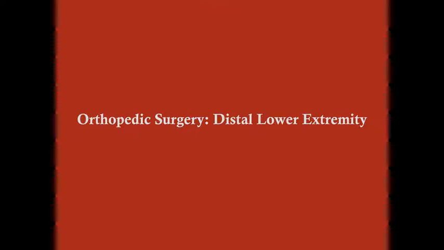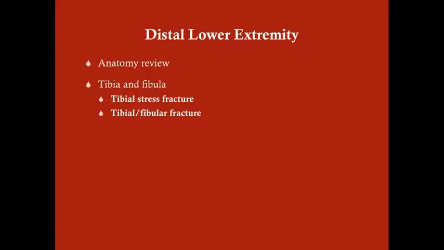We'll move on here to some injuries of the distal lower extremity. There's only two bones in the distal lower extremity, the tibia and the fibula, so there's really not a whole lot of injuries that can happen. So it's just the tibial stress fracture, which is a really common injury. If you know what a stress fracture is, it's pretty obvious what a tibial stress fracture is then. And then the tibial and fibular fractures. So we'll do a quick anatomy review, and then we'll move on to our injuries.